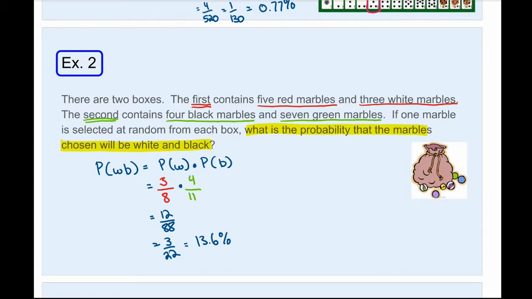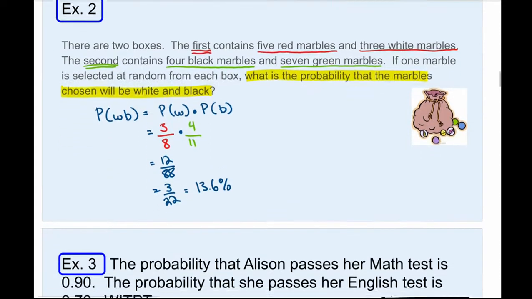So there's a 13.6% chance of selecting a white and a black marble from the 2 boxes.